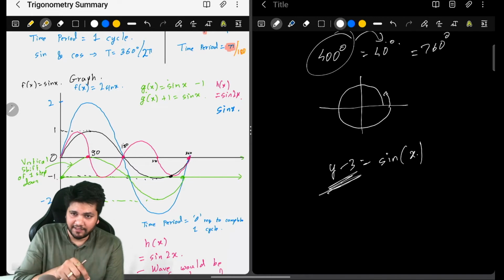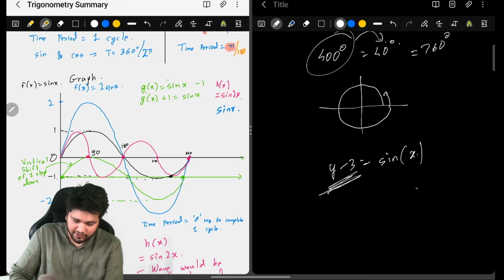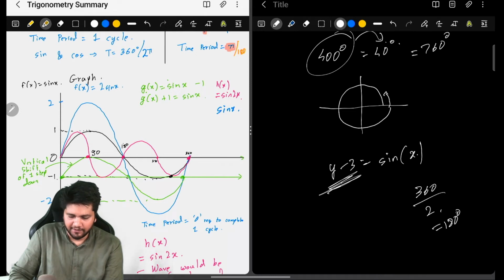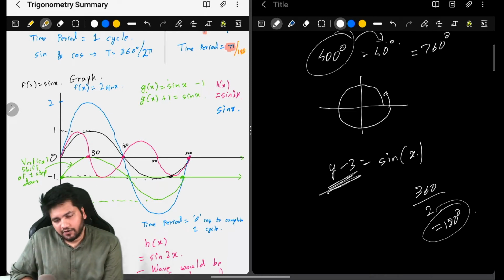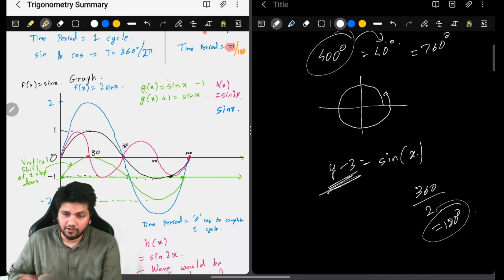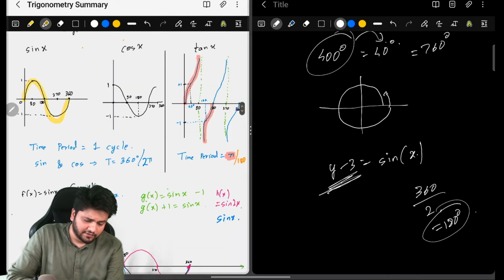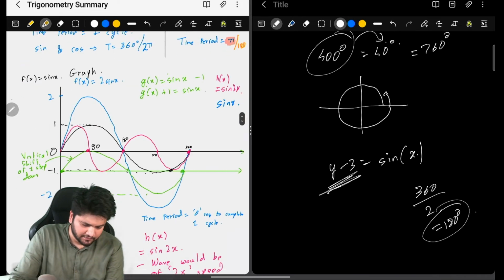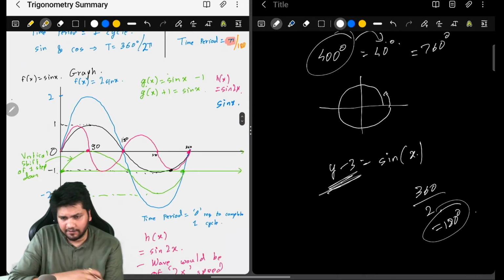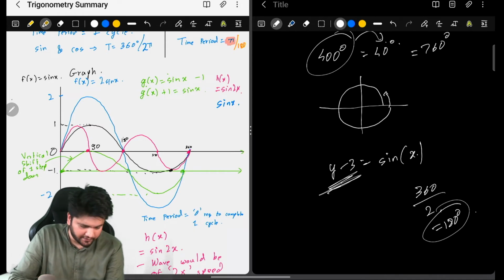Or the time period of this graph would be what? It's going to be 360 by the coefficient of x, which is nothing but 2, and that's going to be 180 degrees. So instead of taking 360 degrees to complete one cycle, it will just take 180 degrees. It's always going to be the same for sine and cos as well. For tan also we are going to use the same principle. At the end of the day, we should know the design. That's it. We'll take the tan example, of course, in the question.